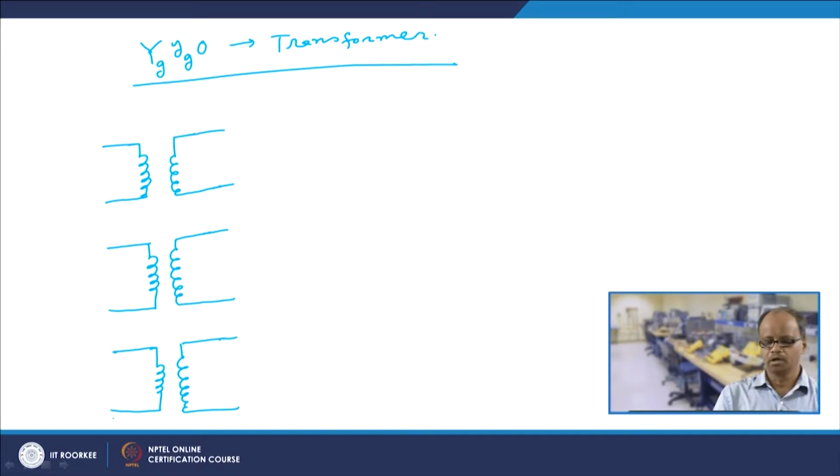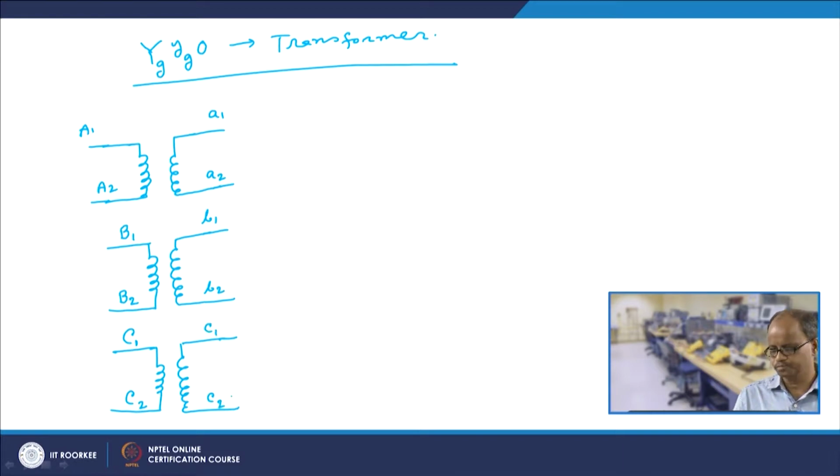So, let us say we denote these terminals as A1, A2. This terminal is denoted as capital B1, capital B2, and this terminal is denoted as C1, C2. And similarly, these terminals are denoted as small a1, small a2. These terminals are small b1, small b2. This is denoted as small c1, small c2.